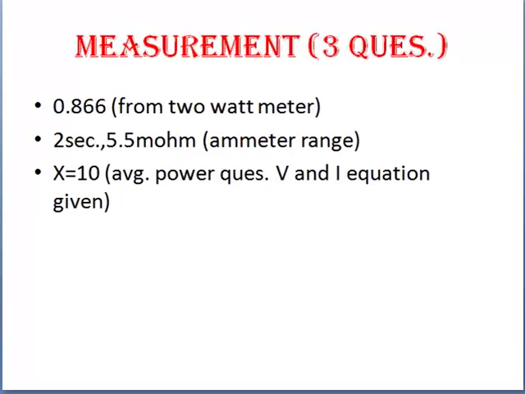Now there are 3 measurement questions. The answer to the two-wattmeter question is 0.866. For the extended range meter, the answer is 2 second time constant, 5.5 milliohm shunt resistance value, and x is equal to 10. For the particular equation of V and I given, they asked what the value of x is when the average power is equal to 0.